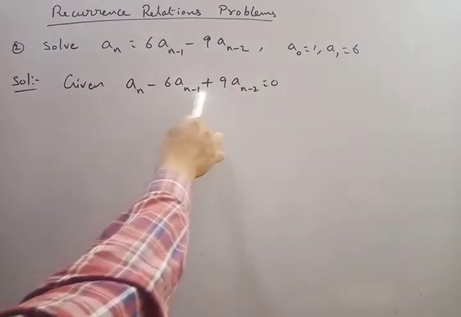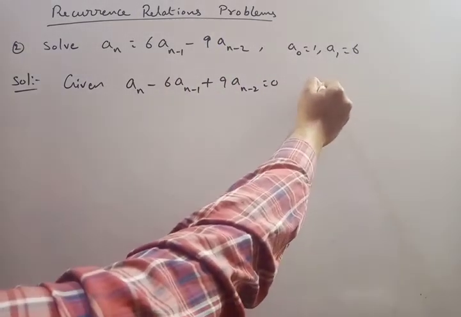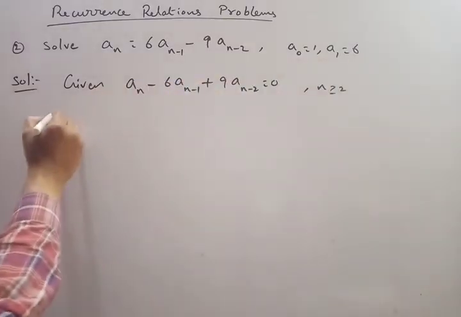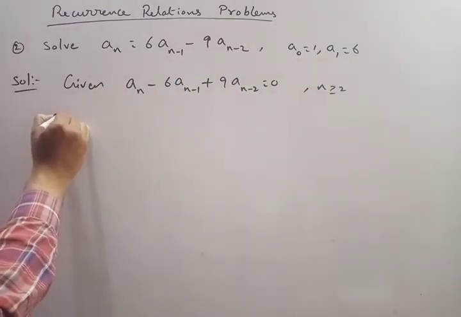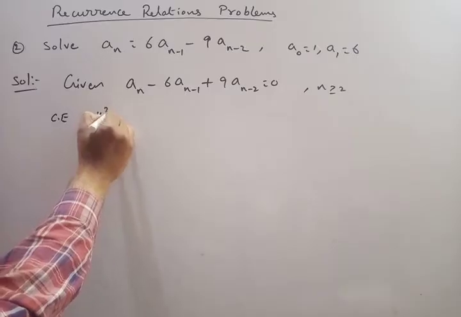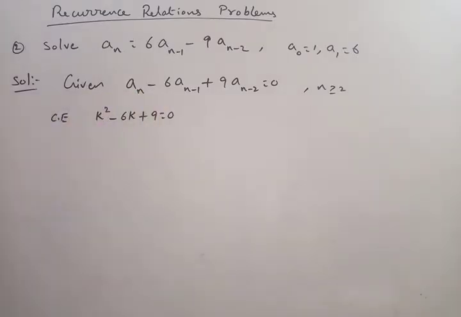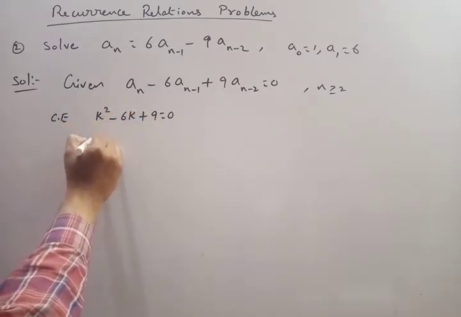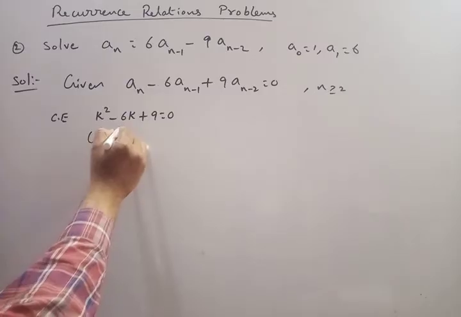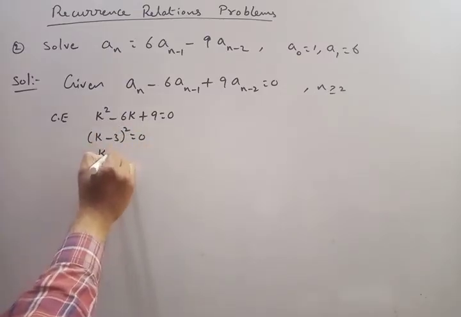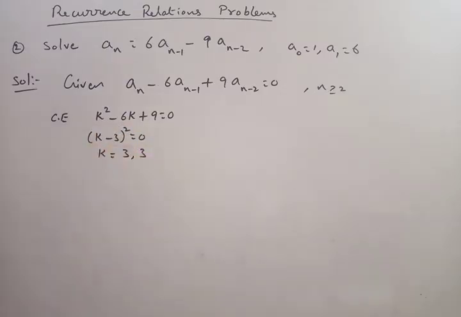So n minus 1, n minus 2. This is the order only. That means n is greater than or equal to 2. So directly I am writing the characteristic equation. k square minus 6k plus 9 is equal to 0. This can be written as k minus 3 whole square is equal to 0. So k is equal to 3 comma 3.